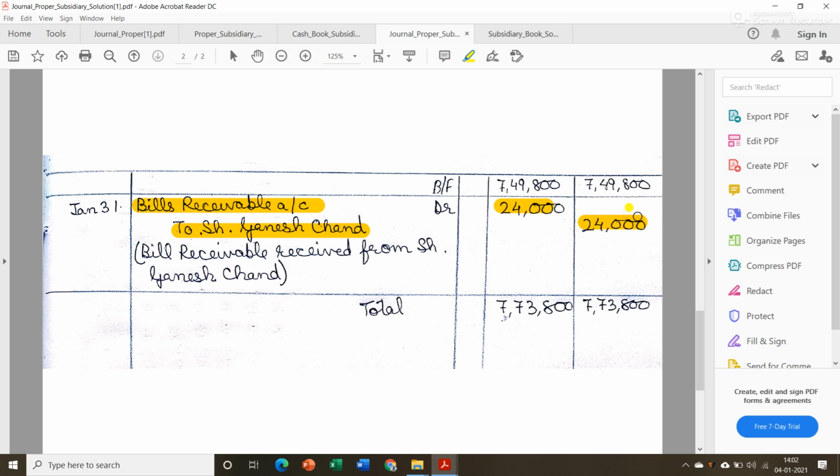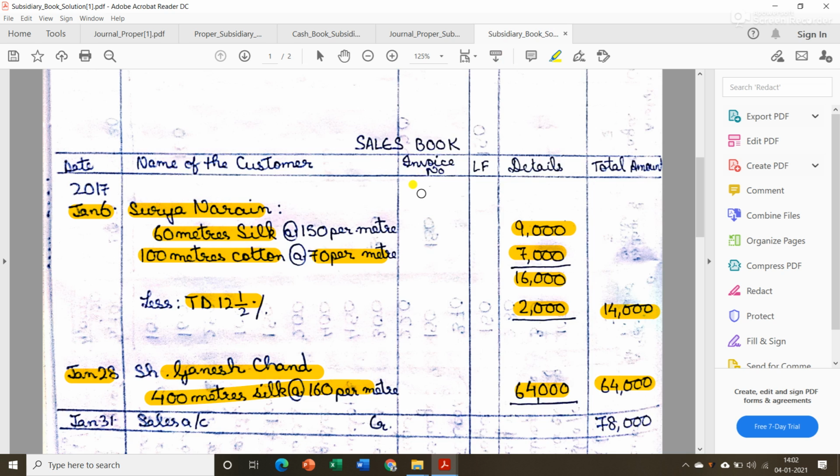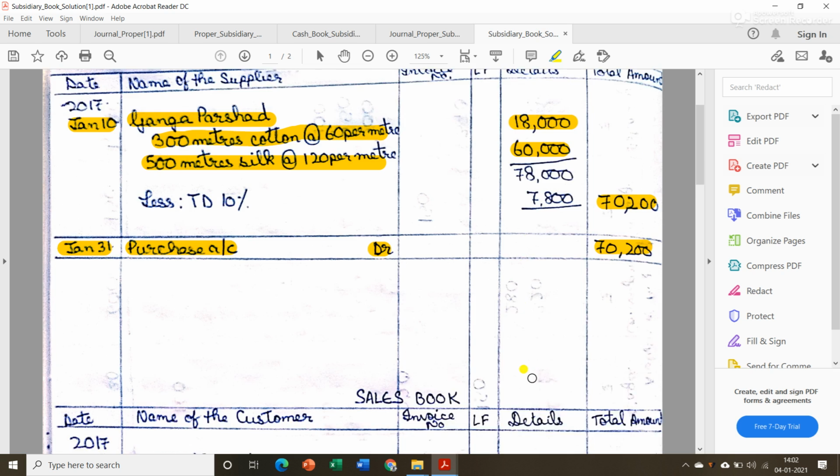Now it is the final stage of totaling all the accounts. Now for journal proper, it's very easy. You have to just find out the total of debit and credit. Then for subsidiary books you have to do nothing, but for purchases book you have to write January 31st because this is the last date of that particular month. Then in here you have to write purchase account. Here you have to write debit, and you have to find out the total of total amount column. Since we have only 70,200, so we will write 70,200 in here as well.